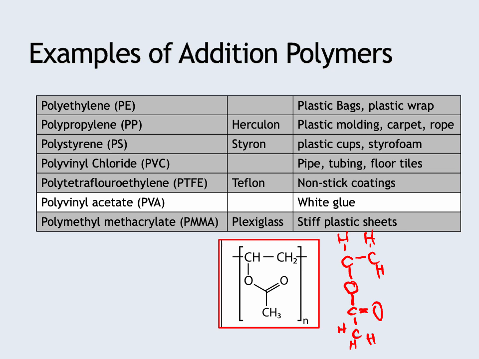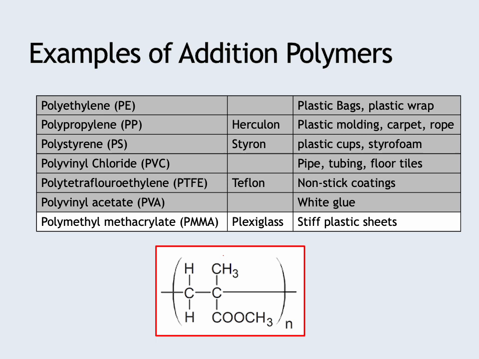And then acrylic, I've got a CH3 at one of the carbons in this carbon-carbon unit. But then at the other side, I have this large methacrylate addition. And again, that causes polymethyl methacrylate or acrylic to be much more stiff.